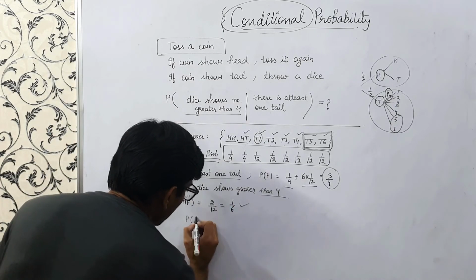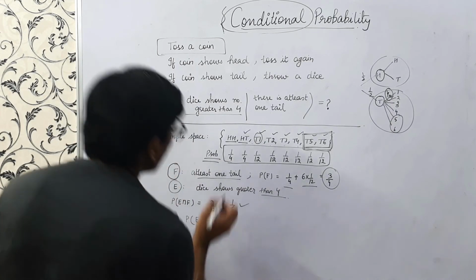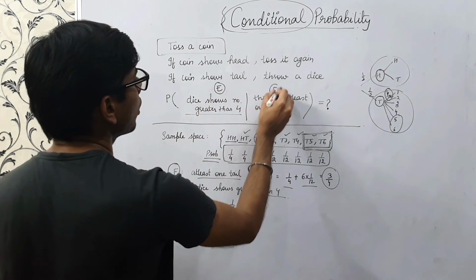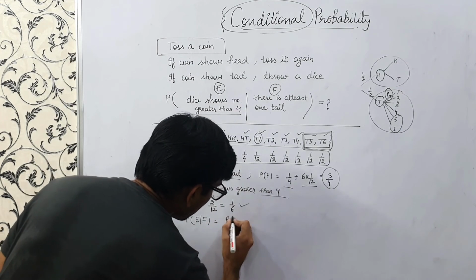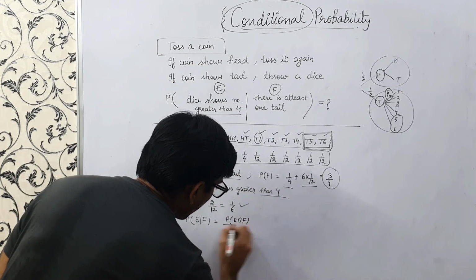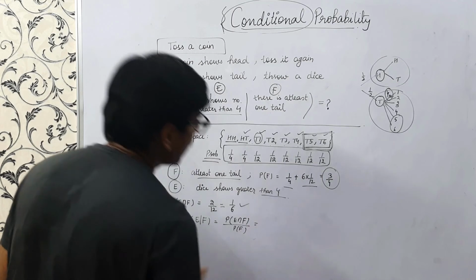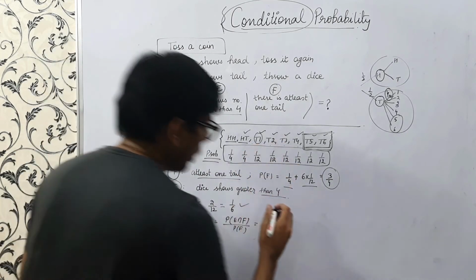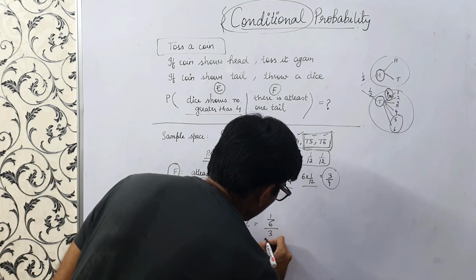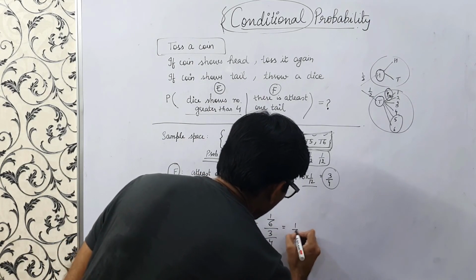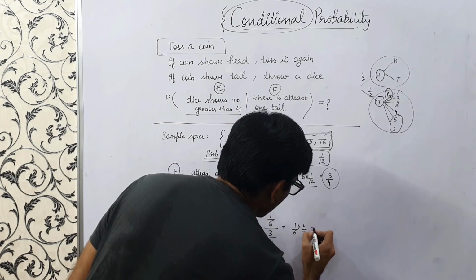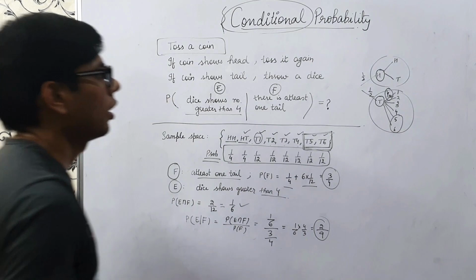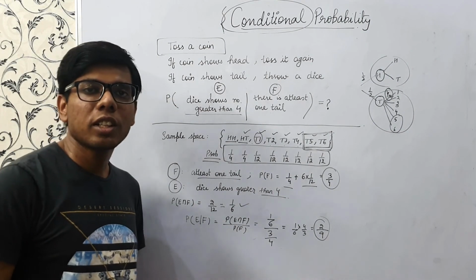Now probability of E given F. We want to calculate probability of E given F, which equals probability of E intersection F upon probability of F. This is nothing but probability of E intersection F, which is 1 by 6, divided by 3 by 4. So 1 by 6 into 4 by 3 turns out to be 2 by 9. So I hope you have understood conditional probability.